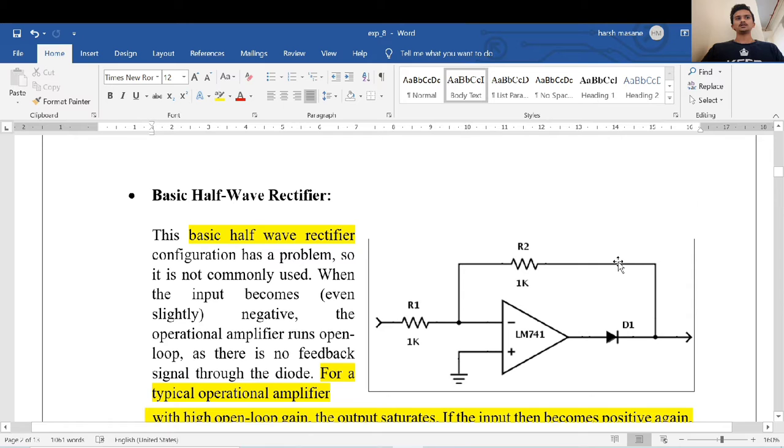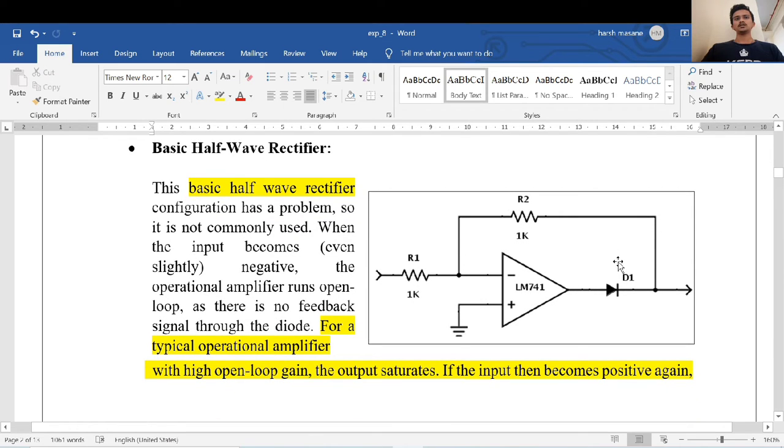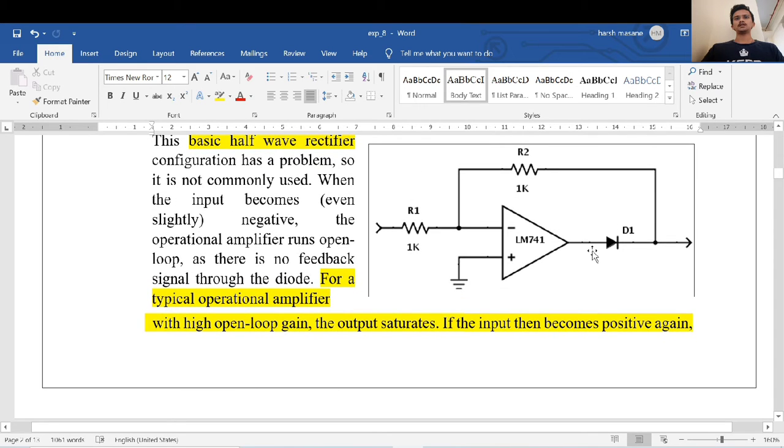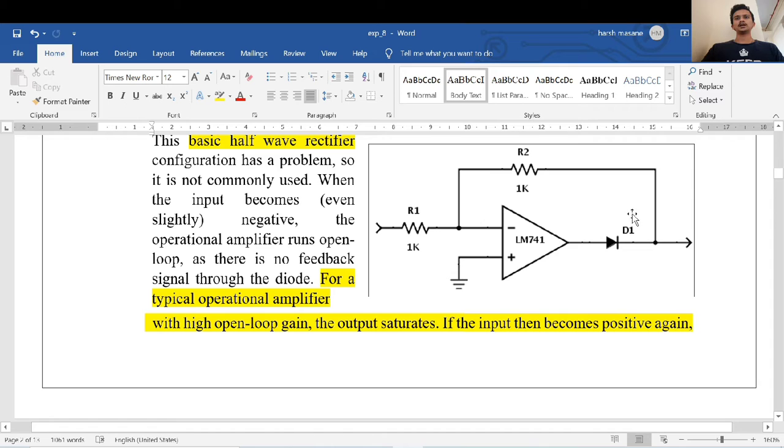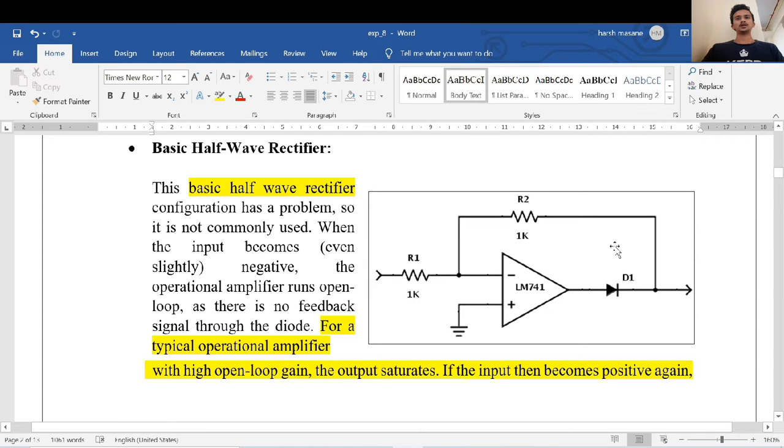To convert the ideal diode into the precision diode, we connect the diode into the feedback loop of the op-amp. So the cut-in voltage of this circuit is equal to the breakdown voltage of the diode divided by the open loop gain of the op-amp. When the input signal is greater than this cut-in voltage, the positive cycle of the input, the diode D1 conducts and the circuit works as a voltage follower.